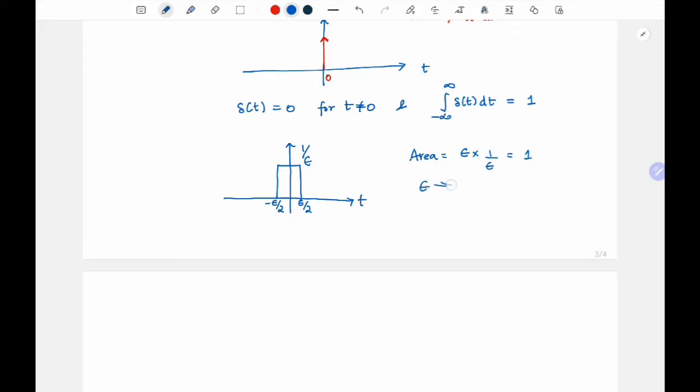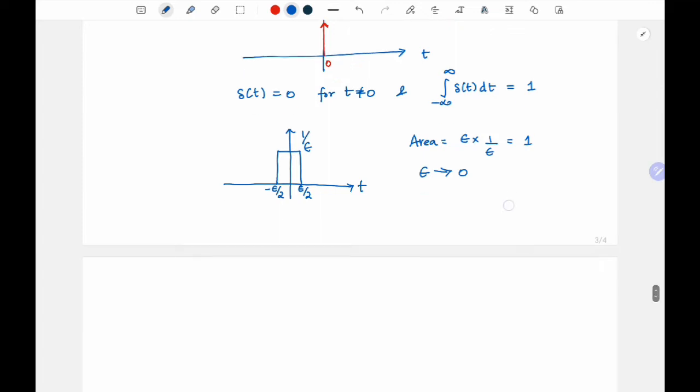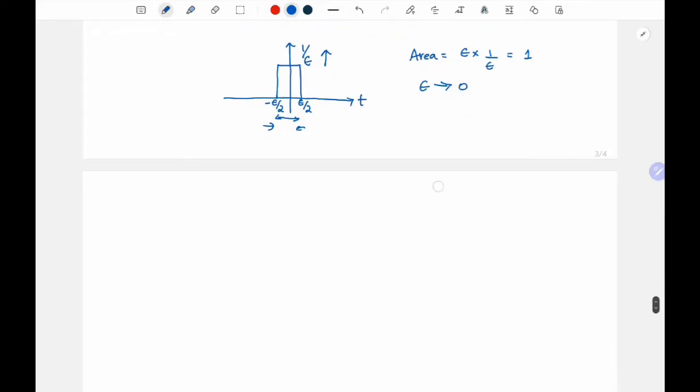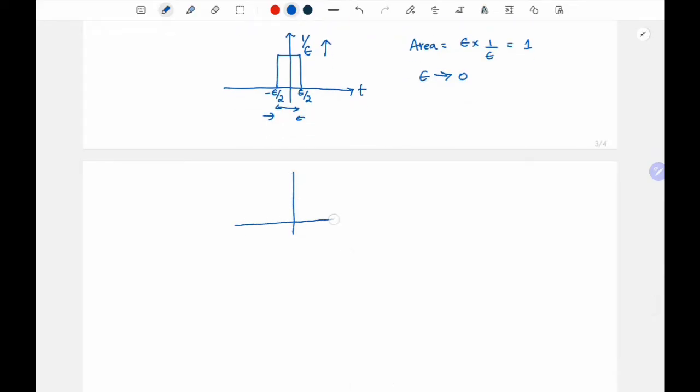Now what you do is, you tend epsilon to 0. You reduce the value of epsilon closer to 0. So then what happens? This width shrinks, and the height grows rapidly. So when epsilon tends to 0, the width itself tends to 0 and the height tends to infinity. So then you have an impulse. This is what we have defined mathematically before, delta of t.